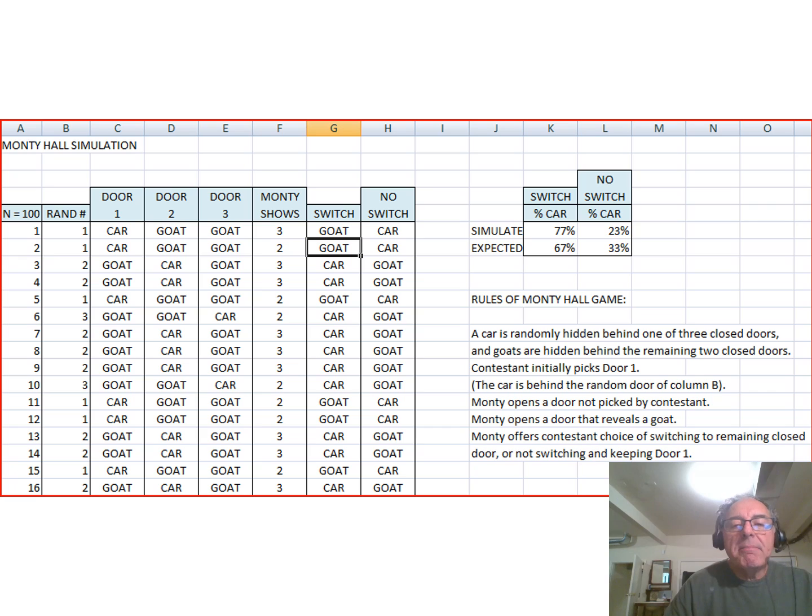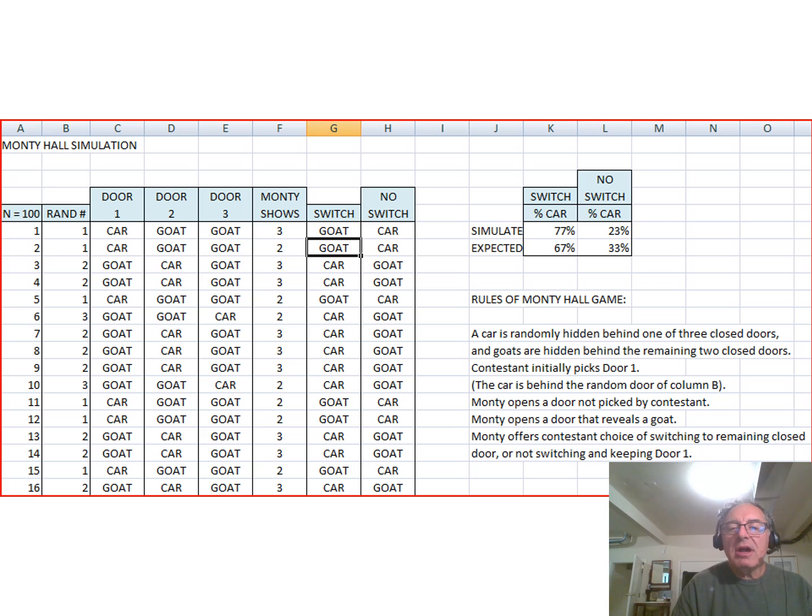And mathematically, the optimal decision is to change your pick, not to keep it. That is a non-intuitive decision, it seems to me. It seems to me the intuitive decision is to keep your pick.